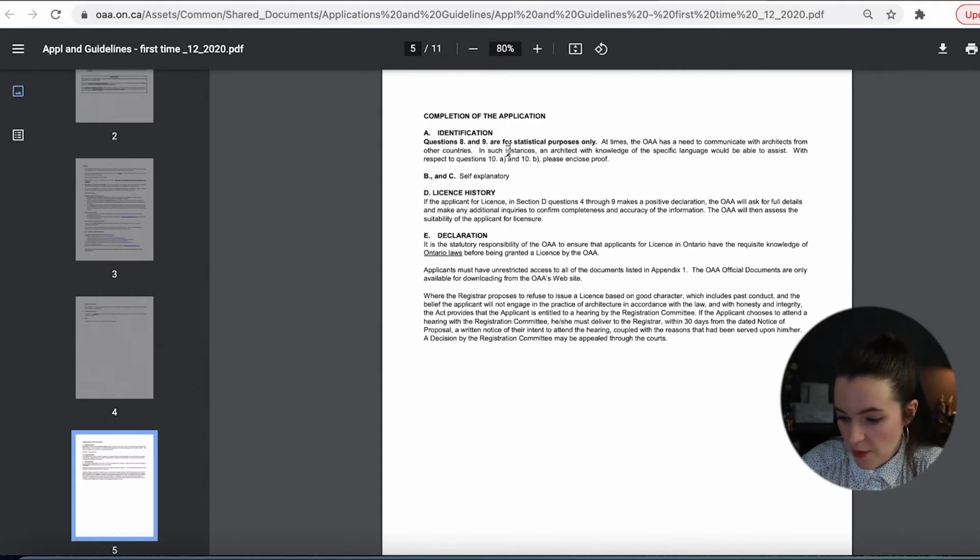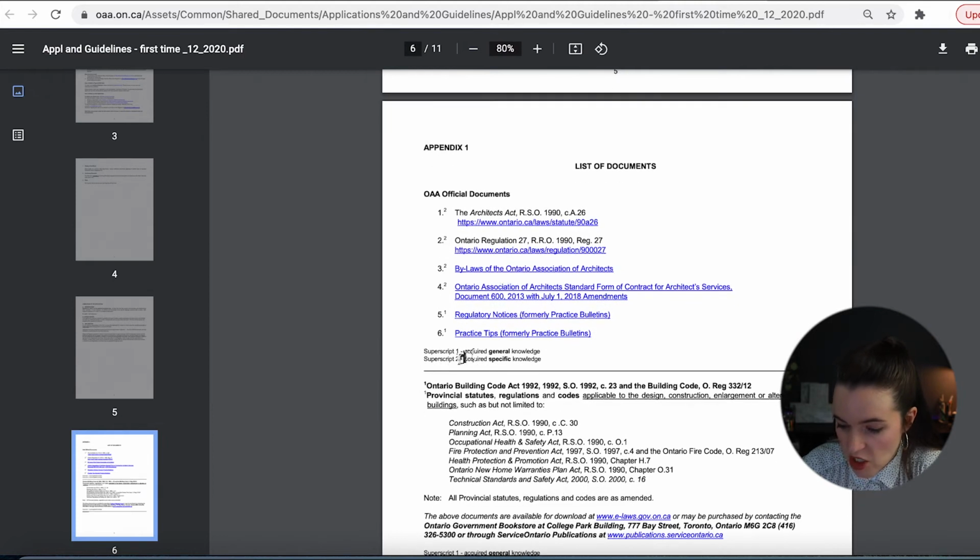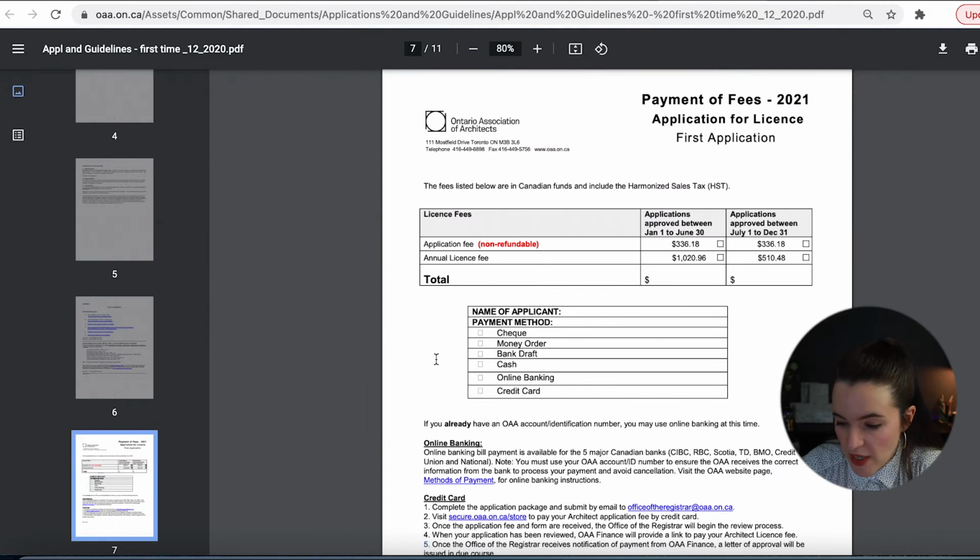So this is just some further terms about the completion of the application, identification, license history, and so on. These are just some OAA documents that they attach some links to, the Architects Act, and so on. So here we have the payment of fees. So this is for the OAA again.